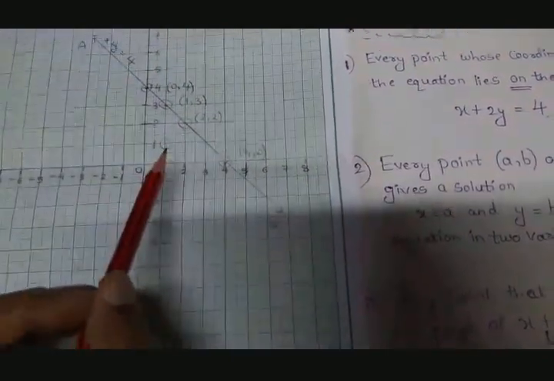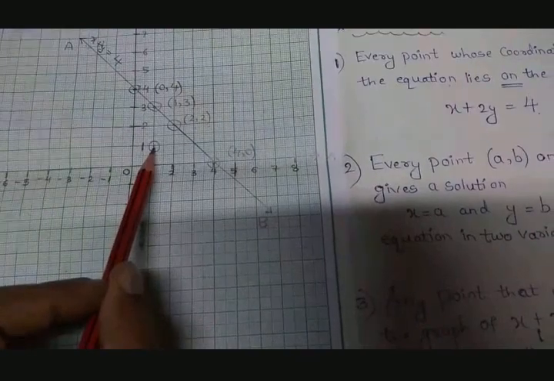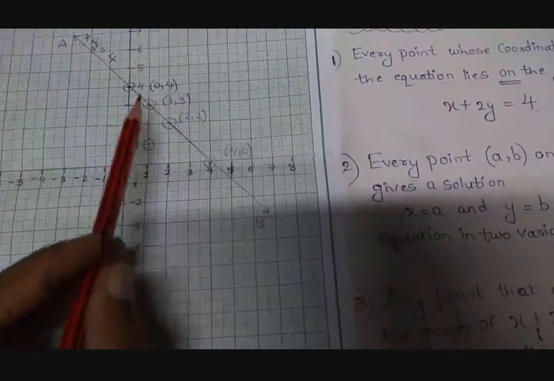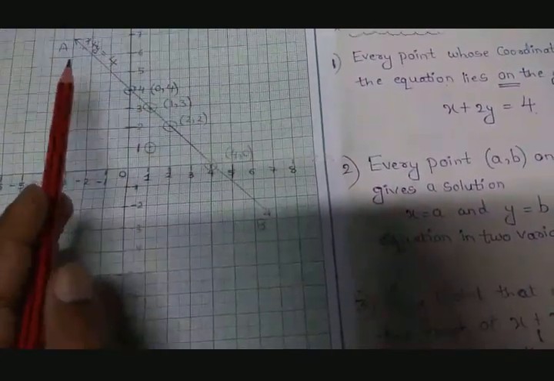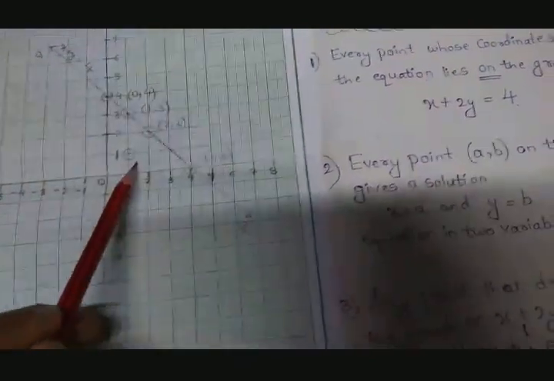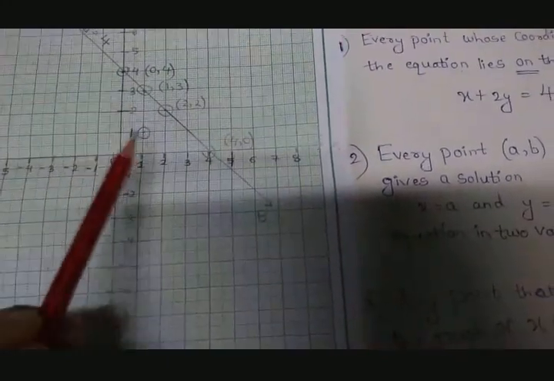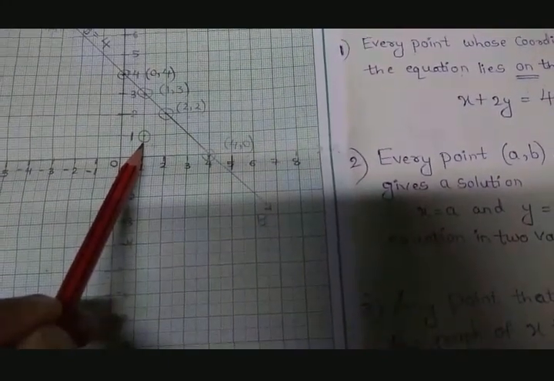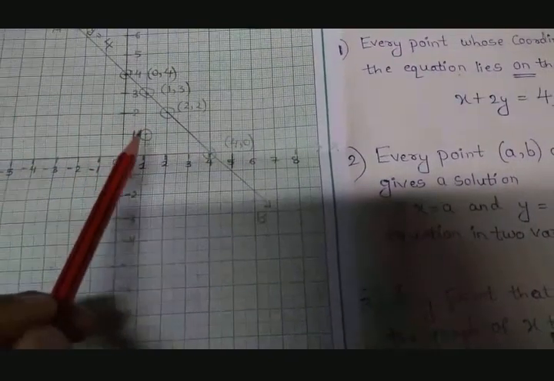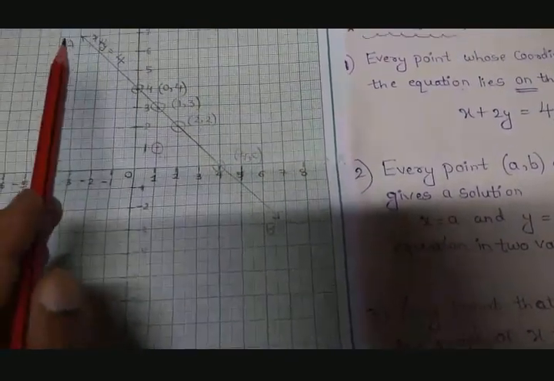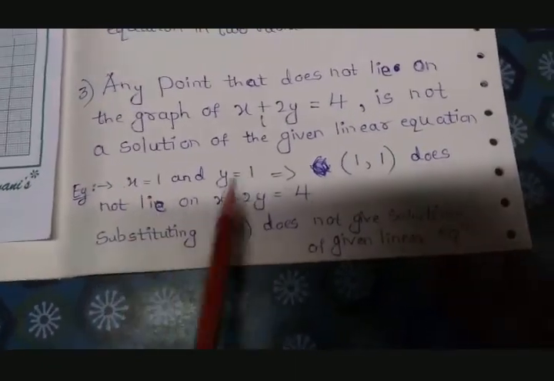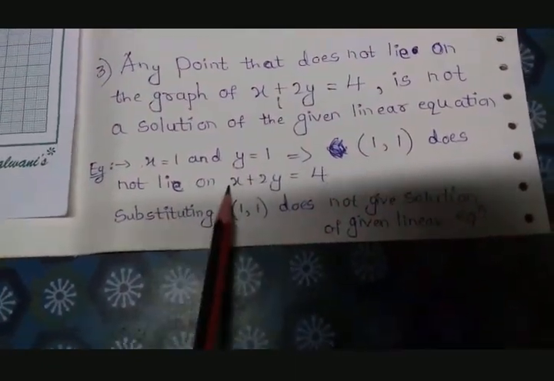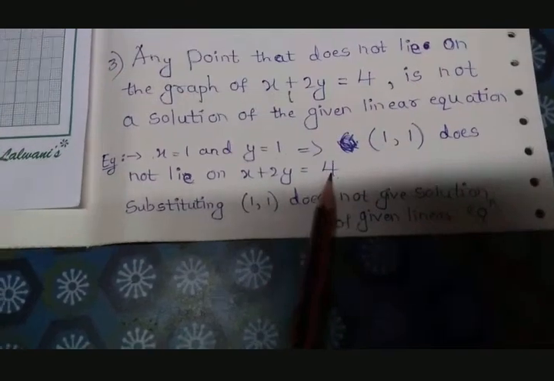Now, for example, I have taken (1, 1). It does not lie on this graph, that is x plus 2y equals 4. It lies under the line, right? So it does not lie on the line. I have taken (1, 1), so now let us see whether this particular point satisfies the given linear equation or not. Substituting x equals 1 and y equals 1, which does not lie on x plus 2y equals 4.